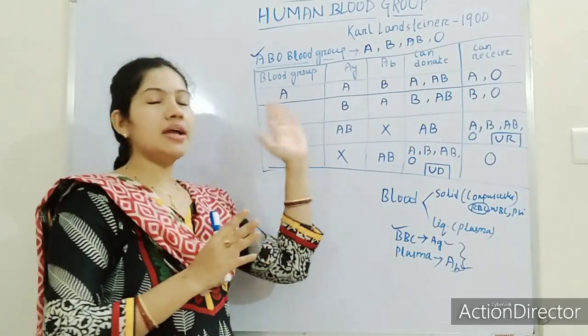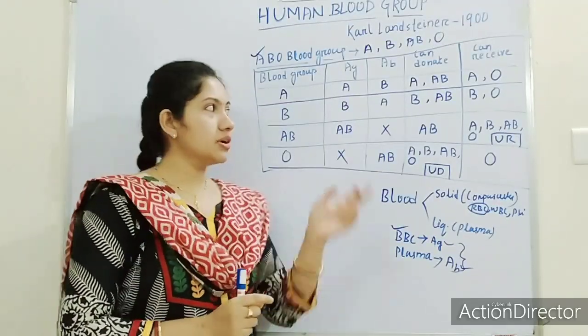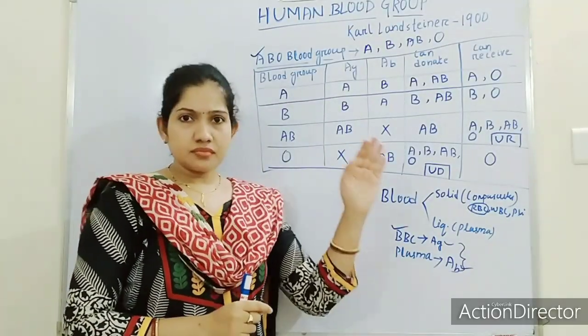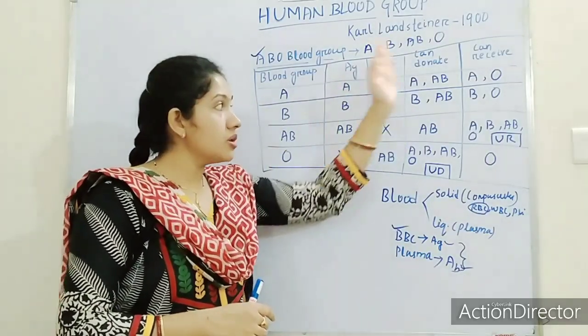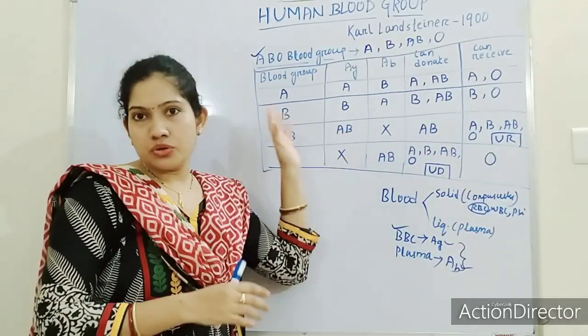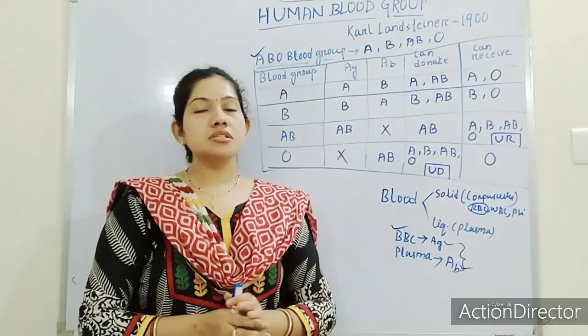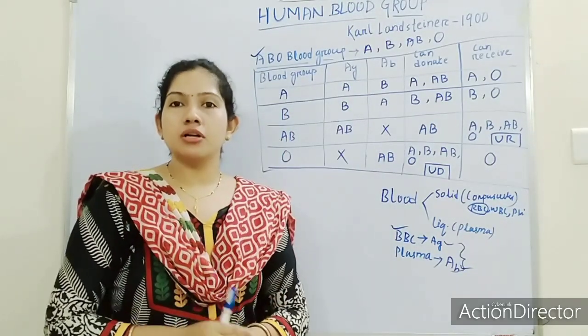So you can find out your own blood group and all the things that are related to your blood group. Okay, so this is all about the ABO blood group system.